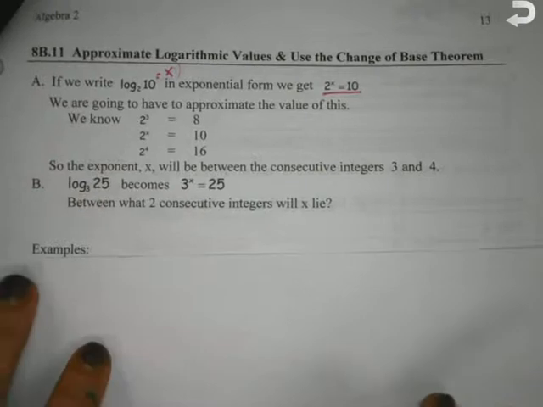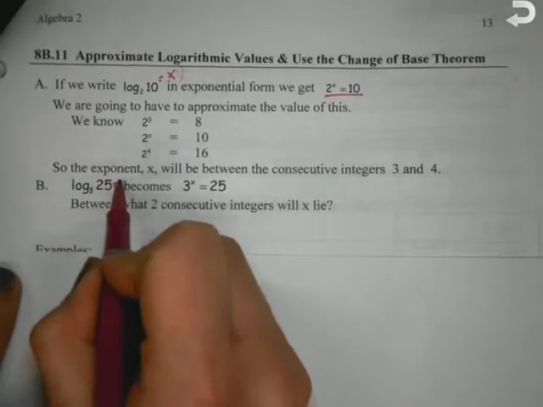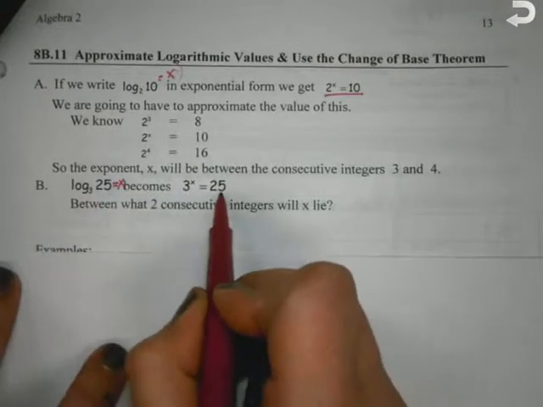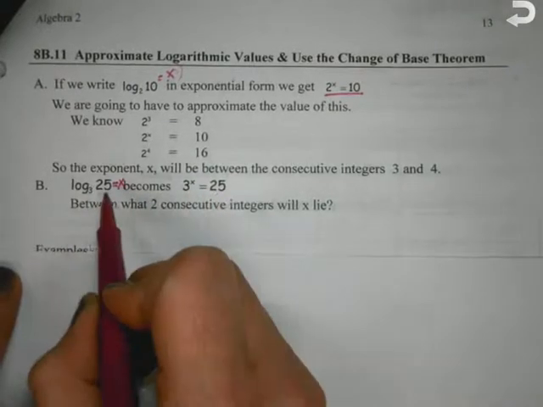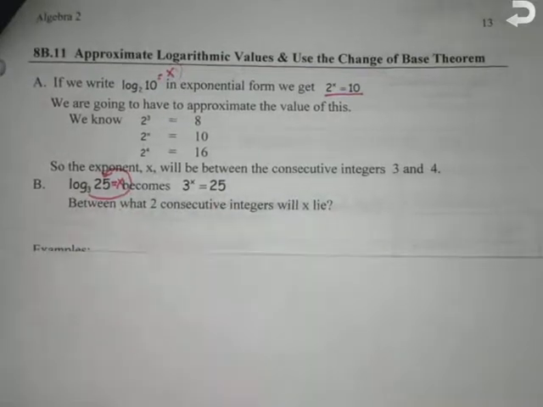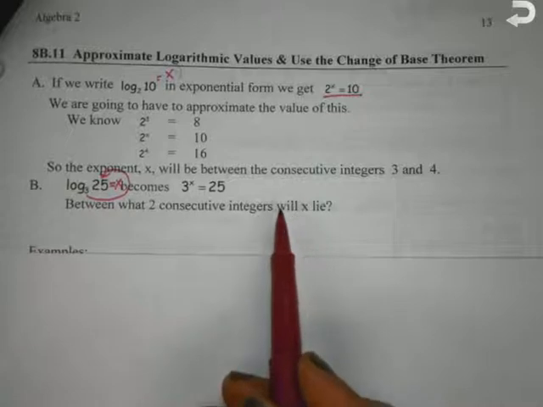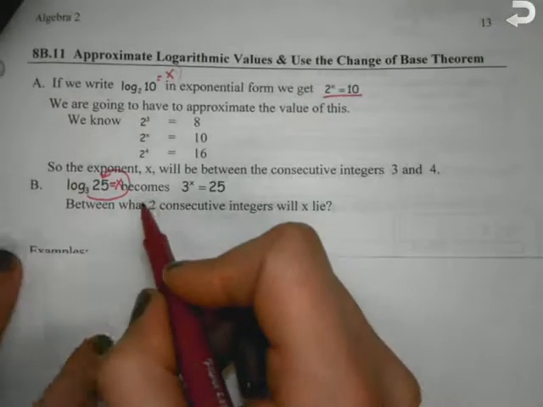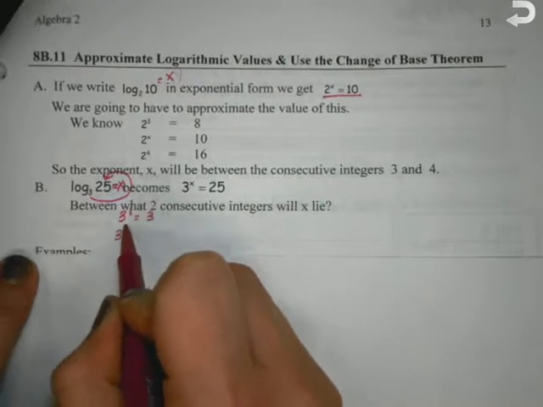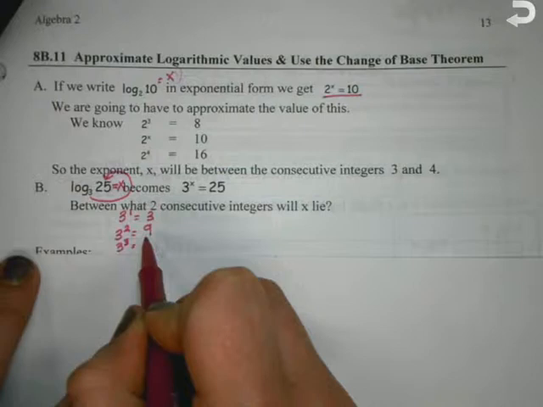For an example, letter B, we have log base 3 of 25. If I set that equal to x and rewrote it as an exponent, that would be 3 to the x equals 25. So we are trying to find what two integers x is between. Let's just start listing things. What's 3 to the first power? 3. What's 3 to the second? 9. What is 3 to the third? 27.